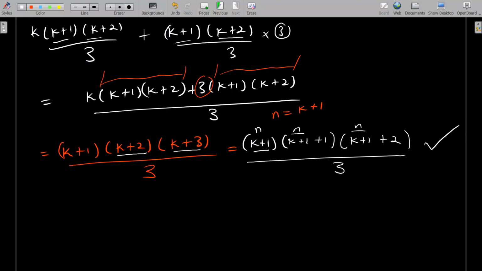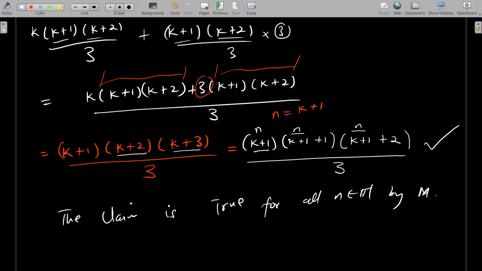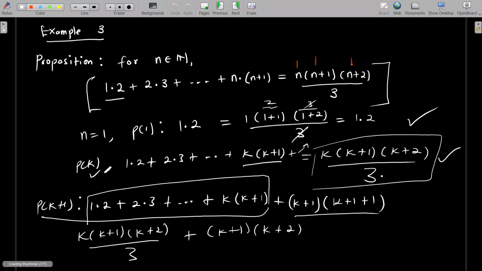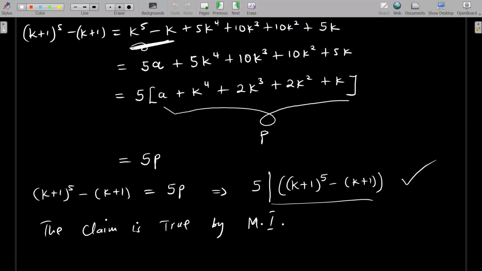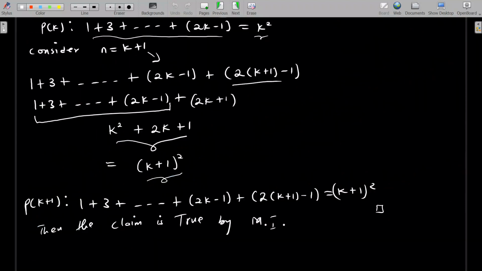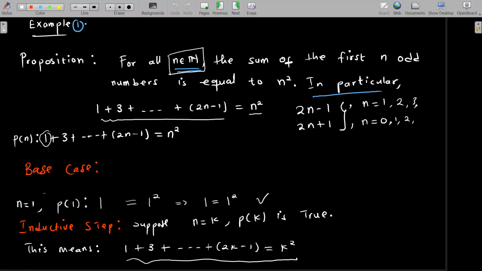So this is true. So the claim is true for all n, by mathematical induction, right? So basically, yeah, that is it. That is how you try to prove propositions when you want to use mathematical induction. This is the first principle of mathematical induction, and I just took my time to walk you through everything. You can actually learn it and equip yourself with that.